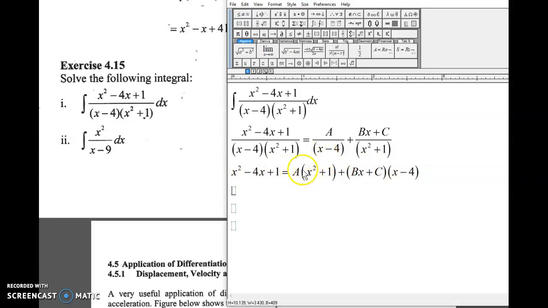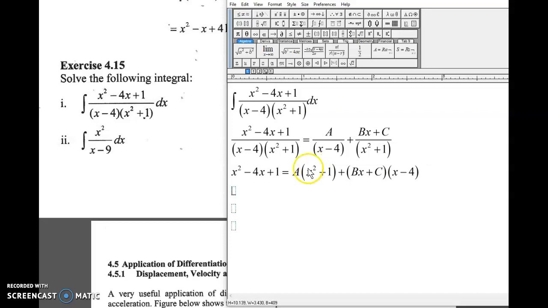So for A, we cancel out the x minus 4, that will leave us with x squared plus 1, and for the quadratic, we cancel out the x squared plus 1, that will leave us with x minus 4. Now, when we have reached this point, the next step will be figuring out the values of A, B, and C. I would advise you to not expand out these functions, because it will be easier for us to figure out the values of A, B, and C later.